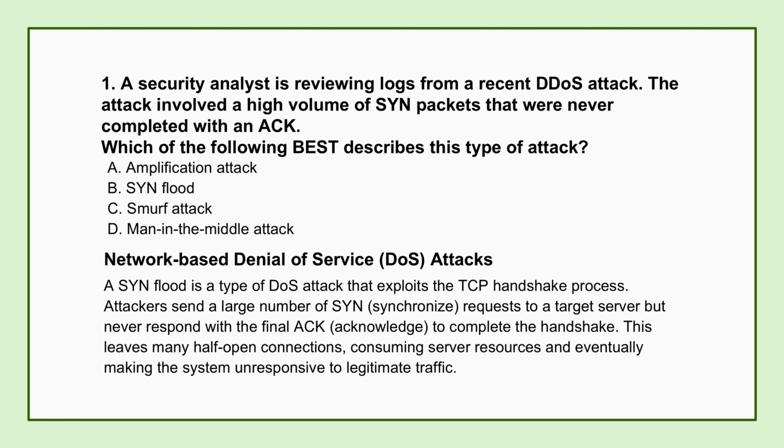Right. So picture this. An analyst is looking through logs after a DDoS attack. They see a huge number of SYN packets hitting the server. Okay. But here's the key. No corresponding ACK packets. The handshake isn't finishing. So the question is, what kind of attack are we seeing? Amplification, SYN flood, smurf, or man in the middle? And that points pretty clearly to a SYN flood.